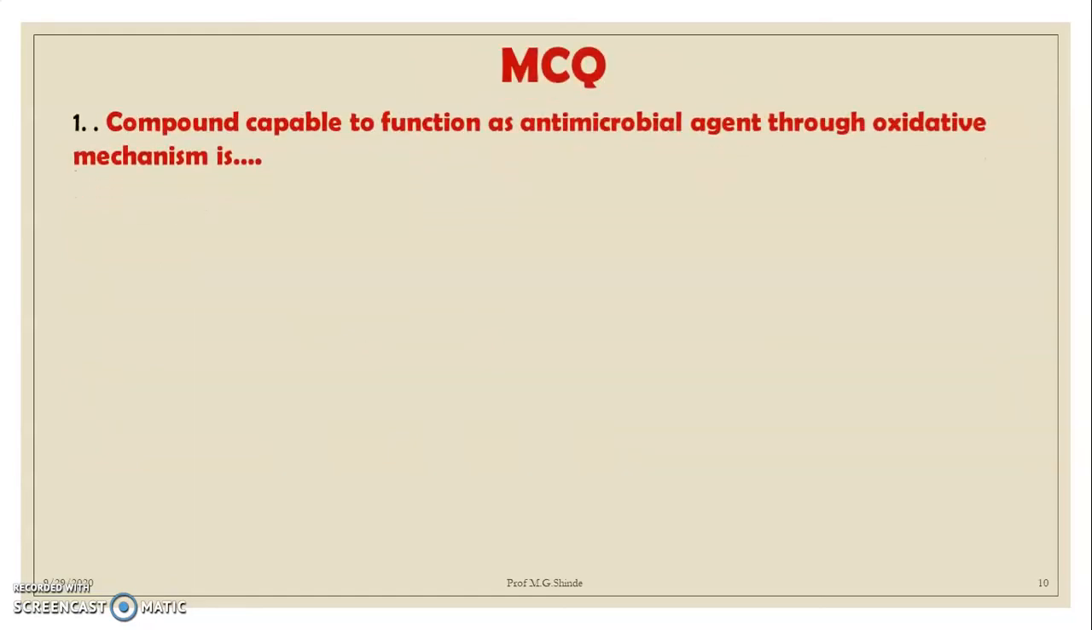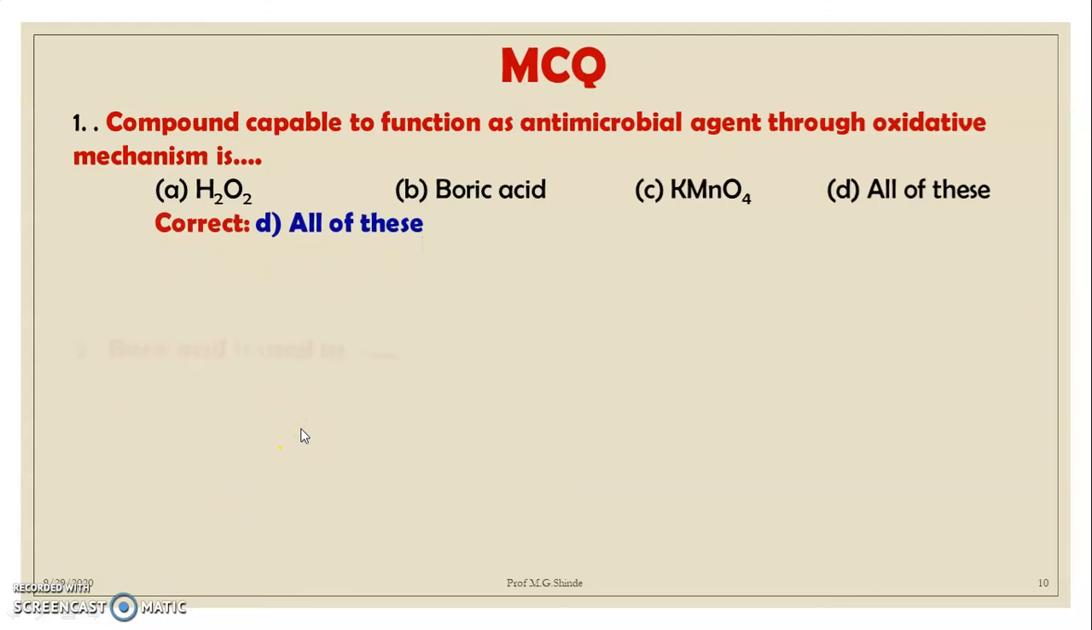Now there are some multiple choice questions also. The first question is, a compound capable of functioning as an antimicrobial agent through an oxidative mechanism is. There are four options given. First option is hydrogen peroxide, B boric acid, C KMnO4, D all of these. If you look, all these are antimicrobial agents and they act by the oxidative mechanism. So the correct option here is all of these.